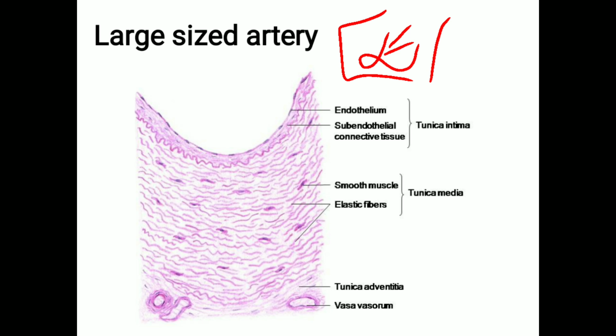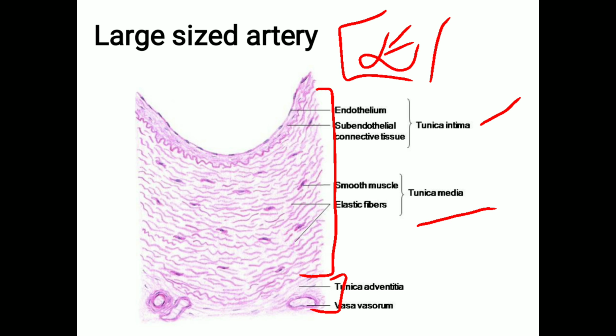So see in the slide here, in the diagram, see the layers. The innermost layer is called tunica intima. The middle layer, the thick layer you are looking at here, the thickest layer, is tunica media. The outermost layer is called tunica adventitia. So in the histology you can make out which layer is thick. In this figure you can make out that the tunica media is the thickest layer. The tunica media layer is very thick.